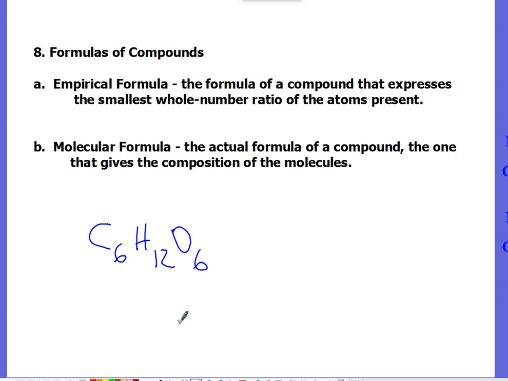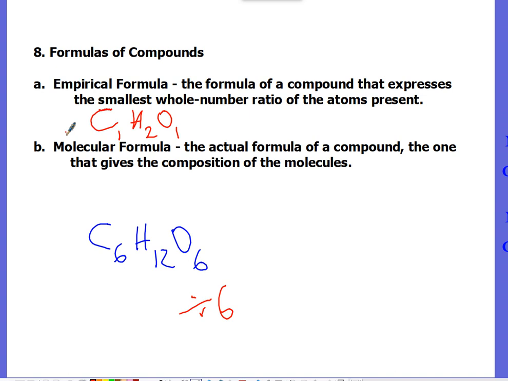We're going to divide them all by the largest thing. Divide them all by 6. Divide by 6, and we're going to reduce it to what's called the empirical formula. So the empirical formula would be C1H2O1. And that ratio is not the right formula. That's a completely different substance. But it's the same mass ratio.